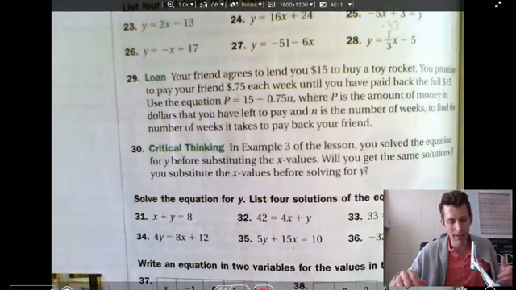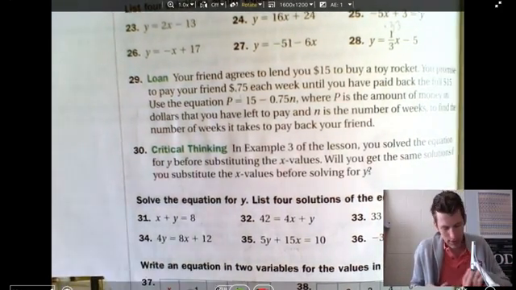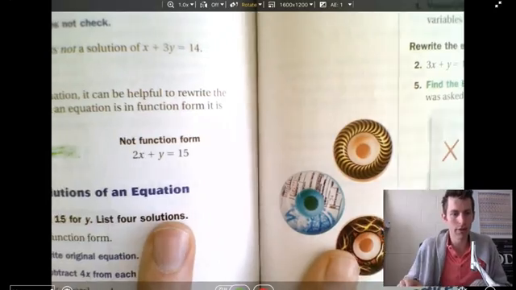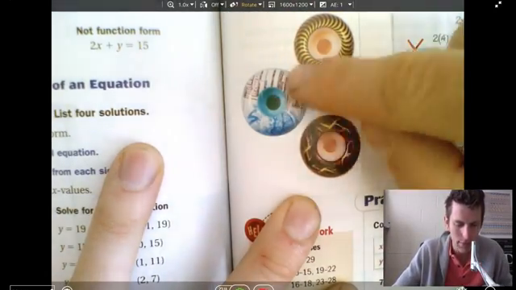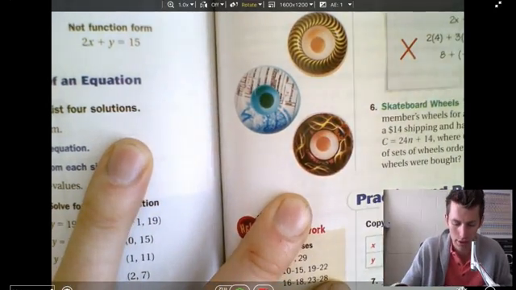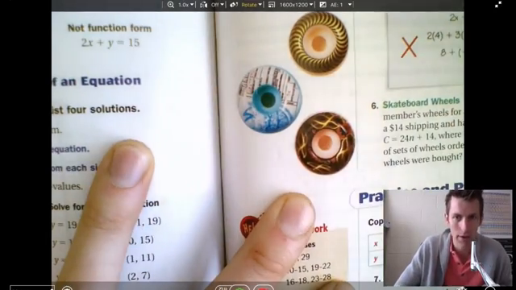Ba-boom! Dunzo. All right. So those are equations in 2 variables, and I'm not sure what these guys are for, but I bet you they have something to do with skateboard wheels. Nifty. Have a good time.